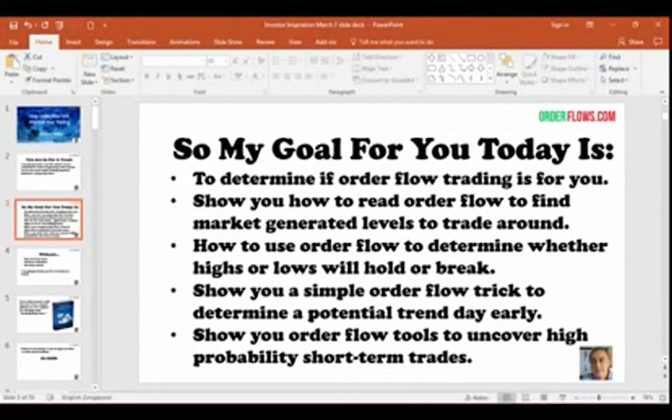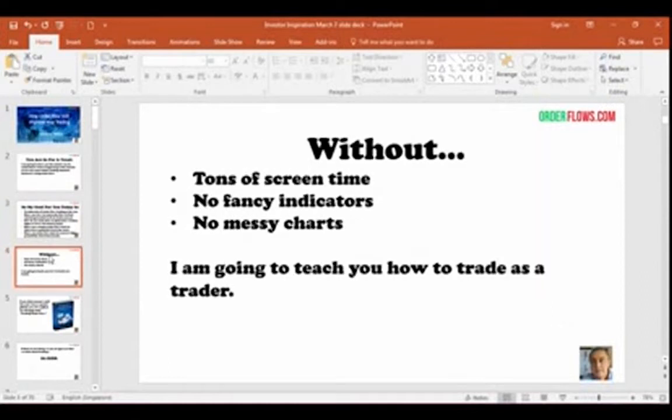And I'm going to show you a simple order flow trick to determine potential trend days early, and I'm going to talk about some order flow tools to help you uncover high probability short-term trades. And I'm going to do it without saying you need tons of screen time. People like to think, oh, I've got to have 10,000 hours of screen time. Who has 10,000 hours to devote to learning how to trade? That's a full-time job for how many years?